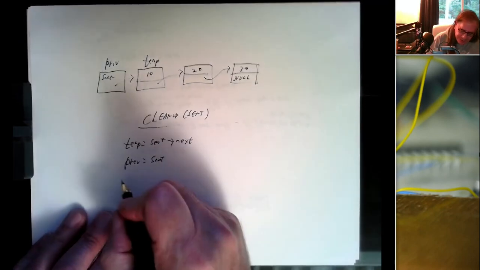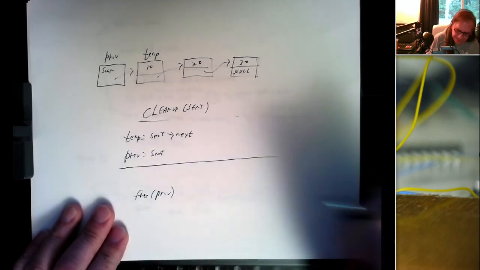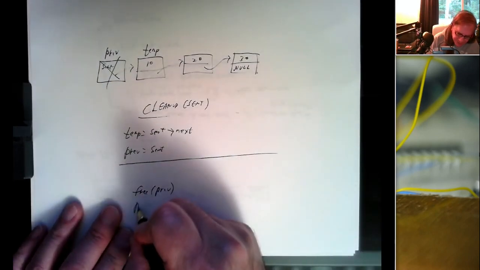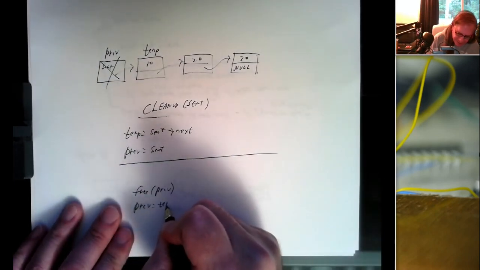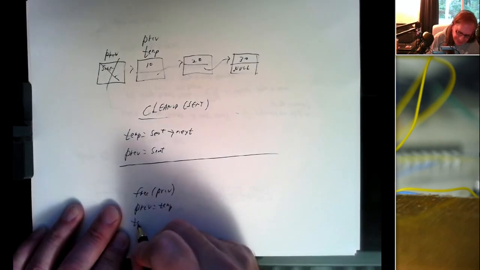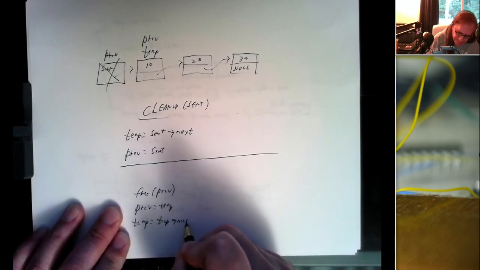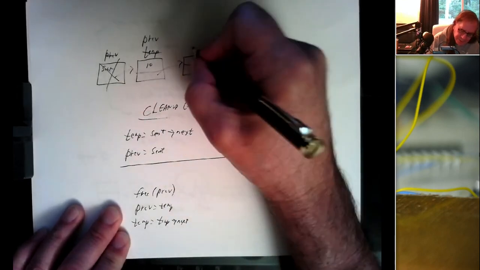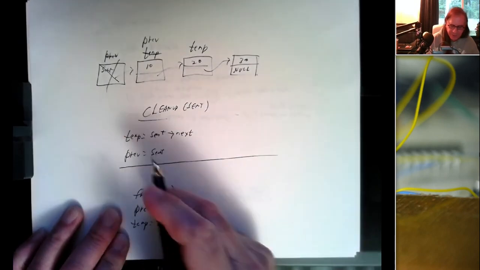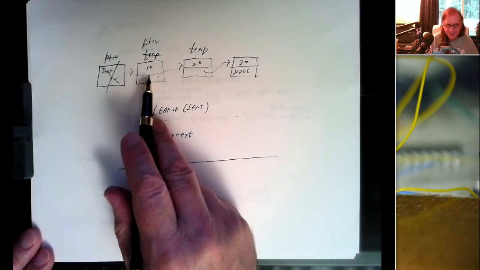Alright, and we're going to say let's free previous node. So we're going to send that back to the free memory pool. Set previous equal to temp. So this becomes previous. And then temp equals temp next. So here's temp. Right, so we cleared up that block while we were standing here. Temp shows which one we're standing on.